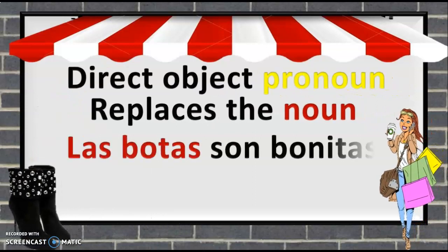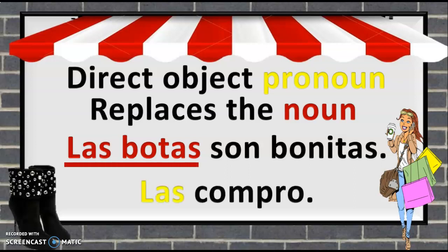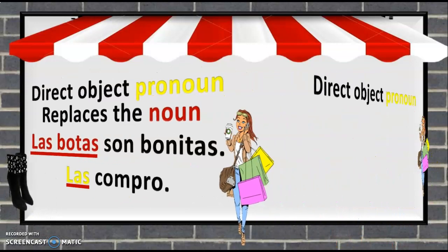Let's look at this example. Las botas son bonitas. Las botas, we want to say that we want to buy them, so we're going to change las botas into an object and say las compro. I'll buy them.